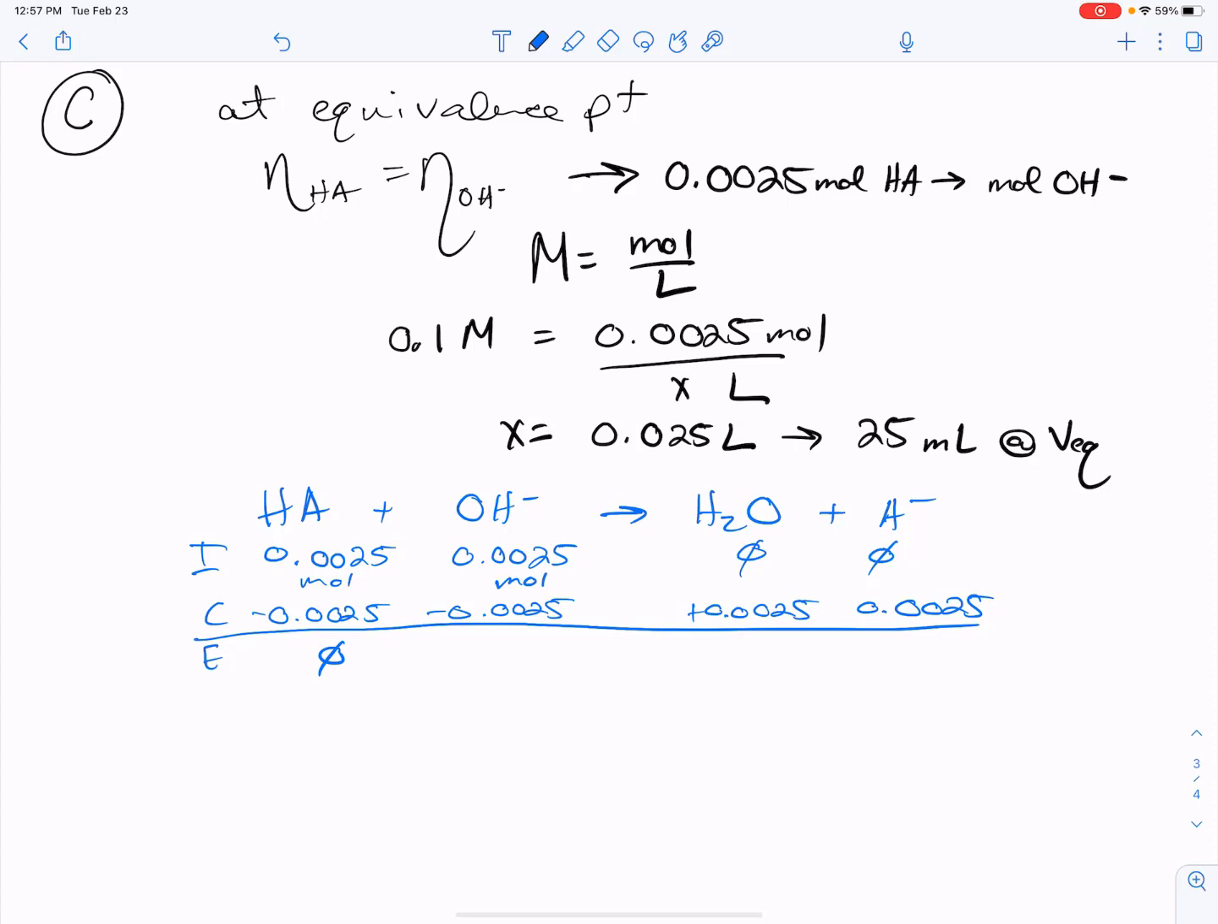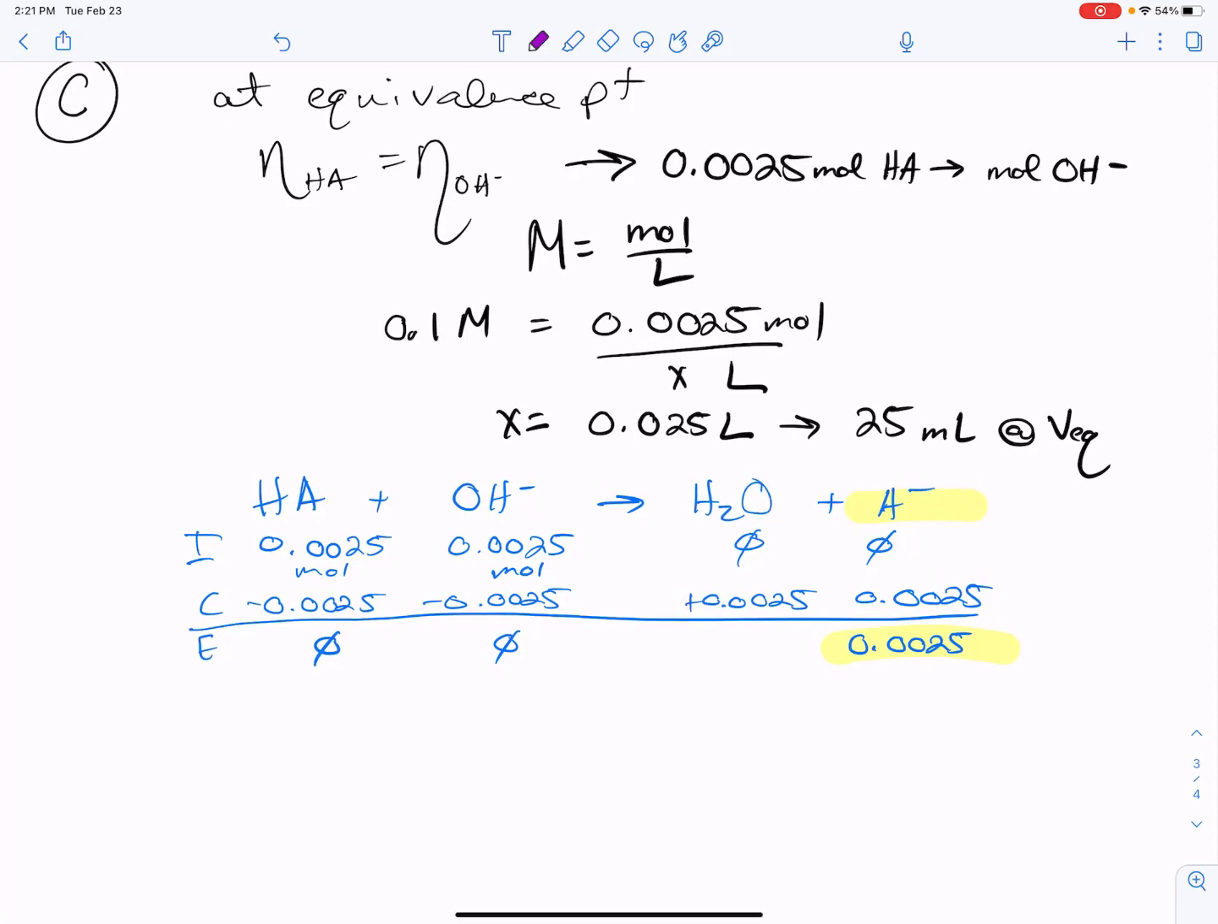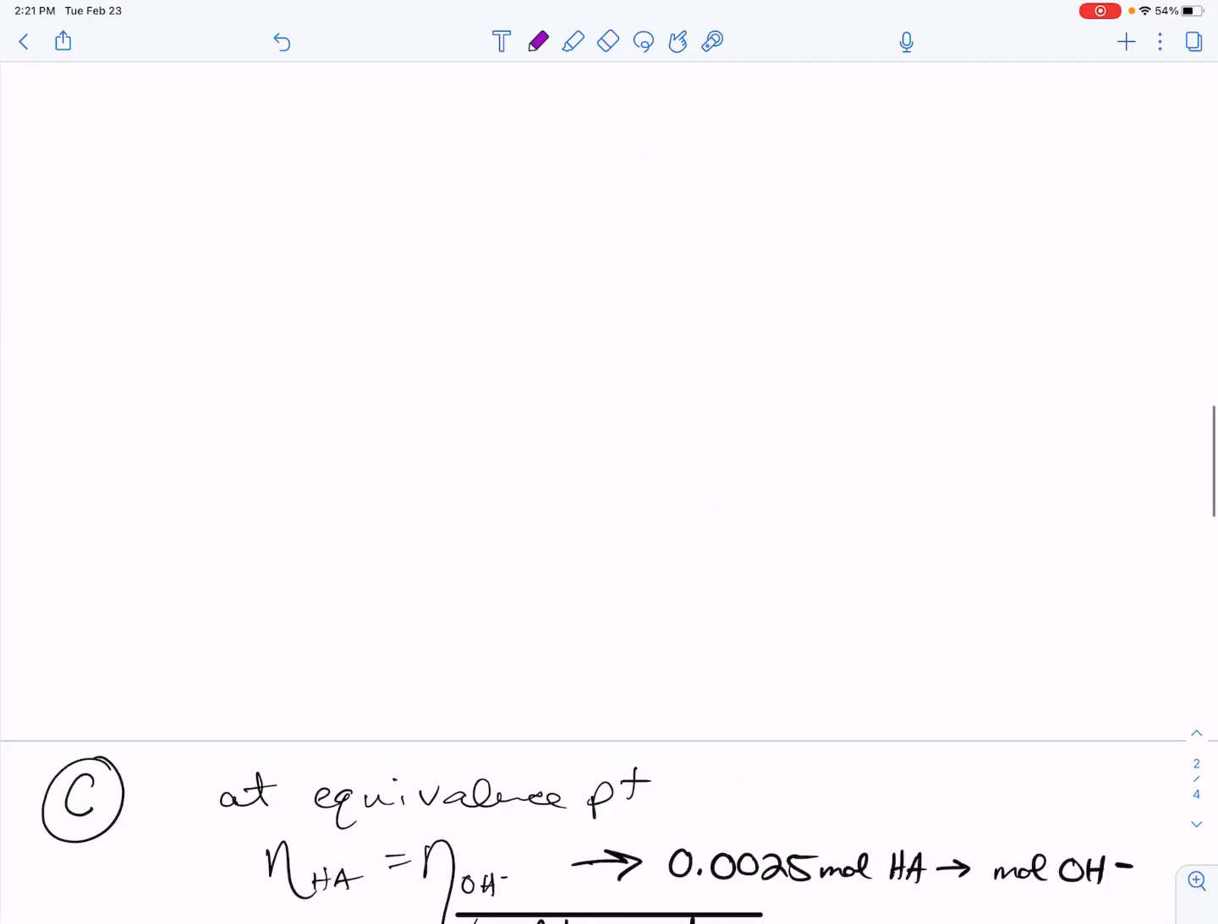So that leaves us with none of our weak acid, none of our strong base, some water, which we don't care about, and a conjugate base. And so all we really have at this moment in time is our conjugate base. At this moment, we have a weak base and water. So notice our weak base and our water, that's what we have remaining in our solution. So what type of problem is this? This is a weak base problem.